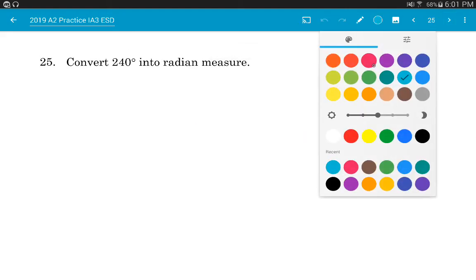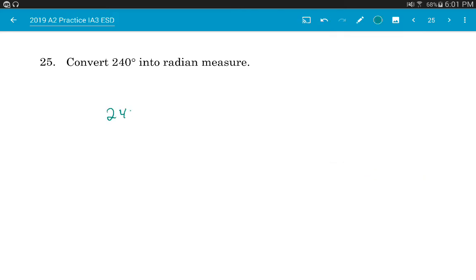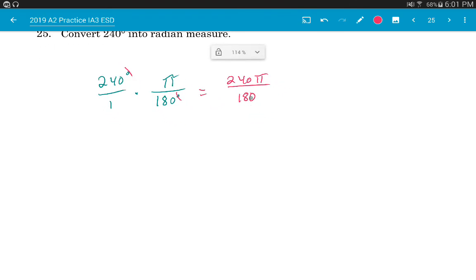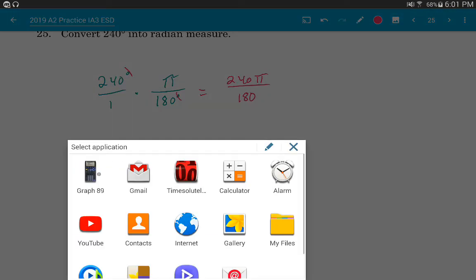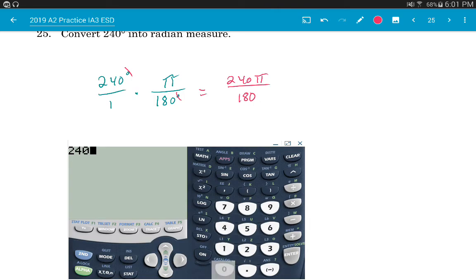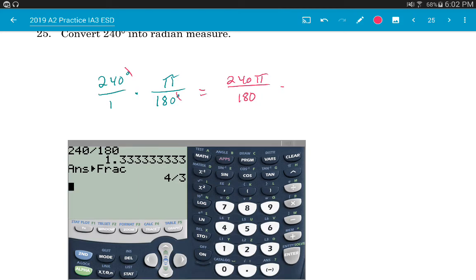25, 240 into radian measure. Great. So 240 over 1, and we want to times this by pi over 180, pi on top. I know that I've got the right setup because the degrees will cross out. That's going to get me 240 pi over 180. And I'm going to want to use the calculator to simplify 240 over 180. I could divide them by common factors, but this is just easier. 240 divided by 180. Math, enter, enter. 4/3. So my final answer is 4 pi over 3.